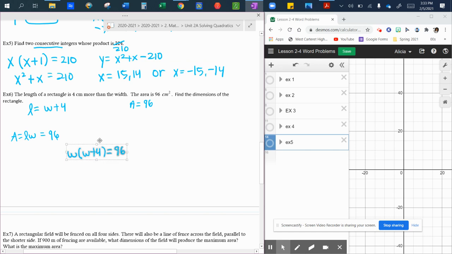Let's move this up. So then I get W squared plus 4W minus 96 equal to 0, because I distributed and then I subtracted 96. Make sure that we are not putting equals 0 into Desmos. Desmos does not like when you set stuff equal to 0. It's not going to give you a parabola if you set it equal to 0. So this is what we need to enter into Desmos.